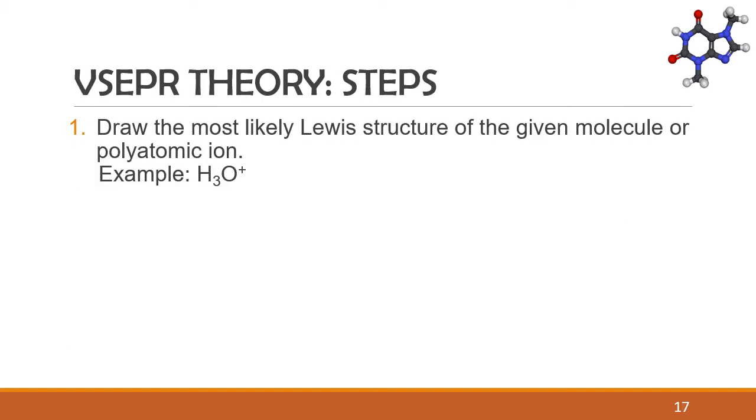Let's apply the VSEPR notation to determine the molecular shape of a molecule. Our first step is to draw the most likely Lewis structure of the given molecule or polyatomic ion. We will use the hydronium ion as our example. We can draw the Lewis structure of the hydronium ion based on the structure of the water molecule. Note that this ion has a +1 charge, which means it loses 1 electron.